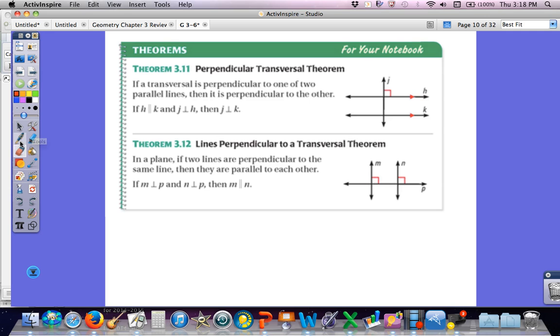There are 2 more theorems. Perpendicular transversal theorem: if a transversal is perpendicular to one of 2 parallel lines, it's perpendicular to the other. And in a plane, if 2 lines are perpendicular to the same line, they're parallel to each other.